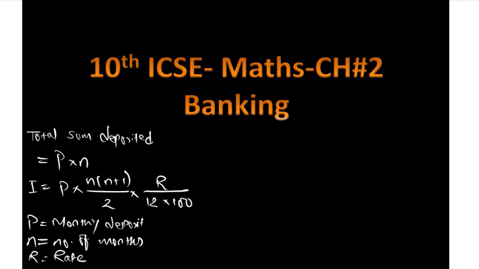This is decided by the bank. Rate of interest decided by the bank. Okay. And I is the interest which you will earn at the end of N months, or end of the time period which has been decided. So this is the interest you get at the end of N months.